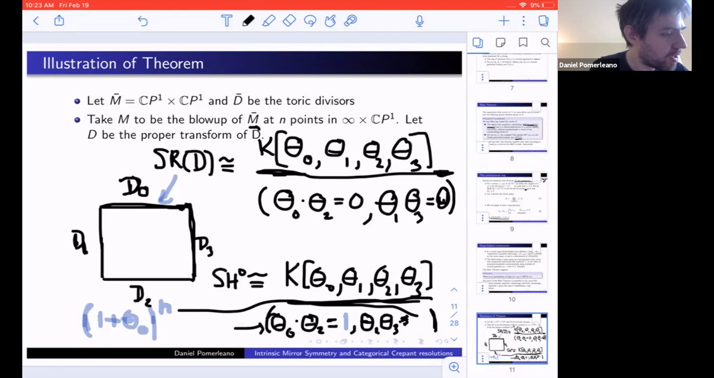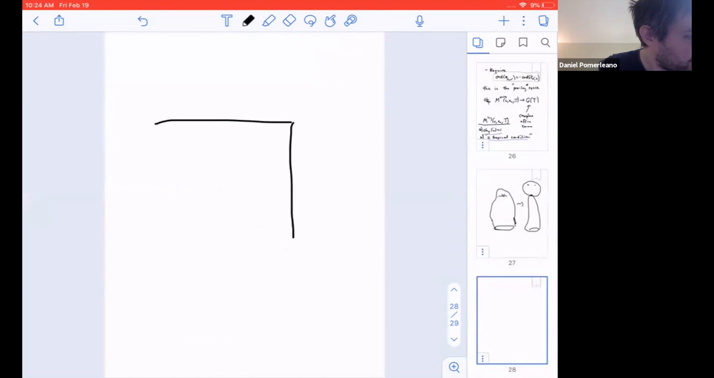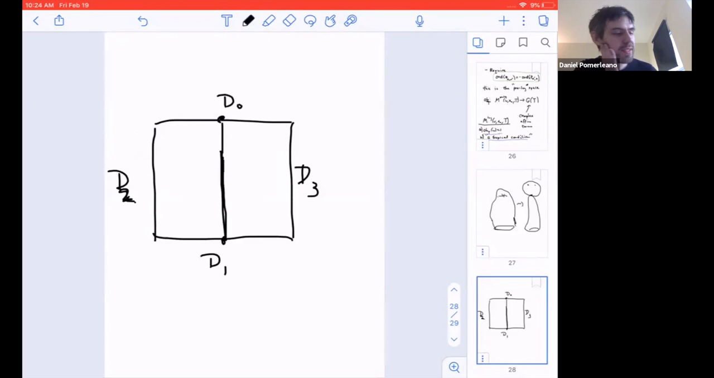That sort of corresponds to, just like, redraw the picture. That should just be like a fiber sphere. So one of them is just like a fiber sphere which intersects D0 and, I guess, D2. So that's just like a sphere that intersects none of D2 or D3, but it intersects D0 and D1 exactly once, and it passes through a generic point in the interior. So it's just given by like a fiber sphere.